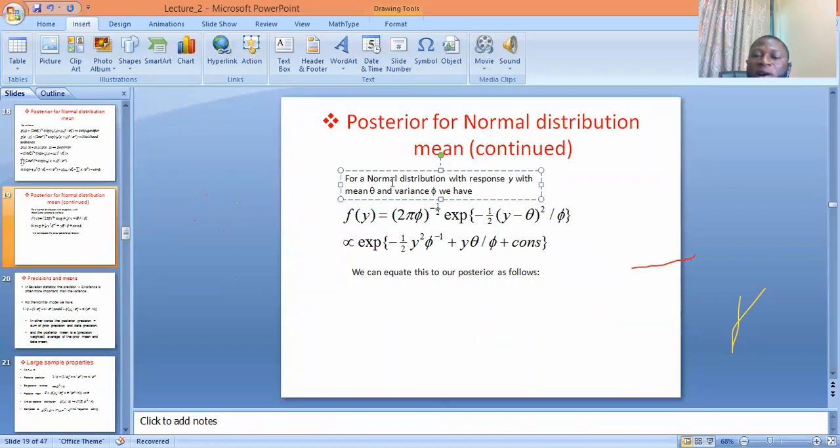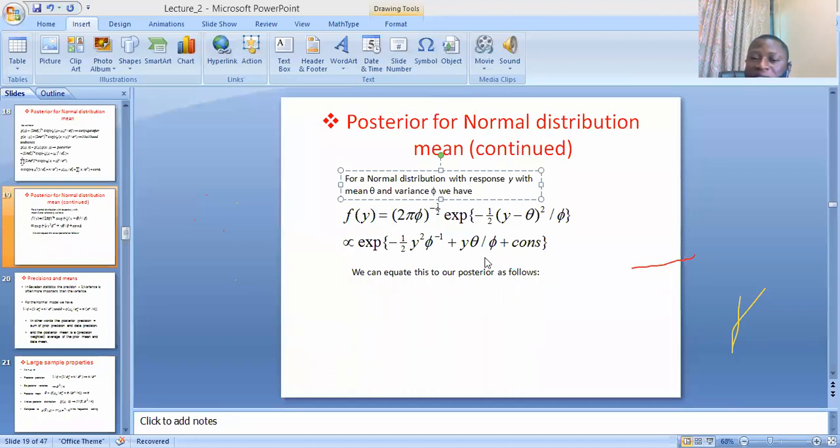So we are saying that for the normal distribution with the response y, with mean theta and variance phi, the distribution for y is represented as this, which is just the normal distribution. Now ignore the square root part and focus only on the exponent. That's why we say this y is approximately equal to this guy here. So if you expand this, this is exactly what you are going to get.